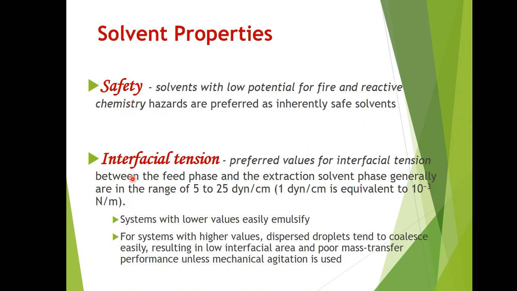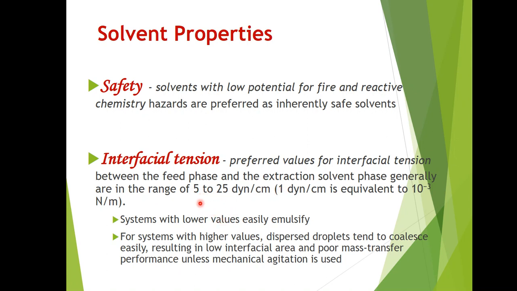Then interfacial tension. This one we also determine or quantify in some cases if this interfacial tension is not given in the problem. And there's a way of doing that using an empirically determined equation. So preferred values for interfacial tension between the feed and the extraction solvent phase generally are in the range of 5 to 25 dyne per centimeter. Your 1 dyne per centimeter is equivalent to 0.001 Newton per meter. So this is again the range of values for interfacial tension between the feed and extraction solvent. So 5 to 25 dyne per centimeter.